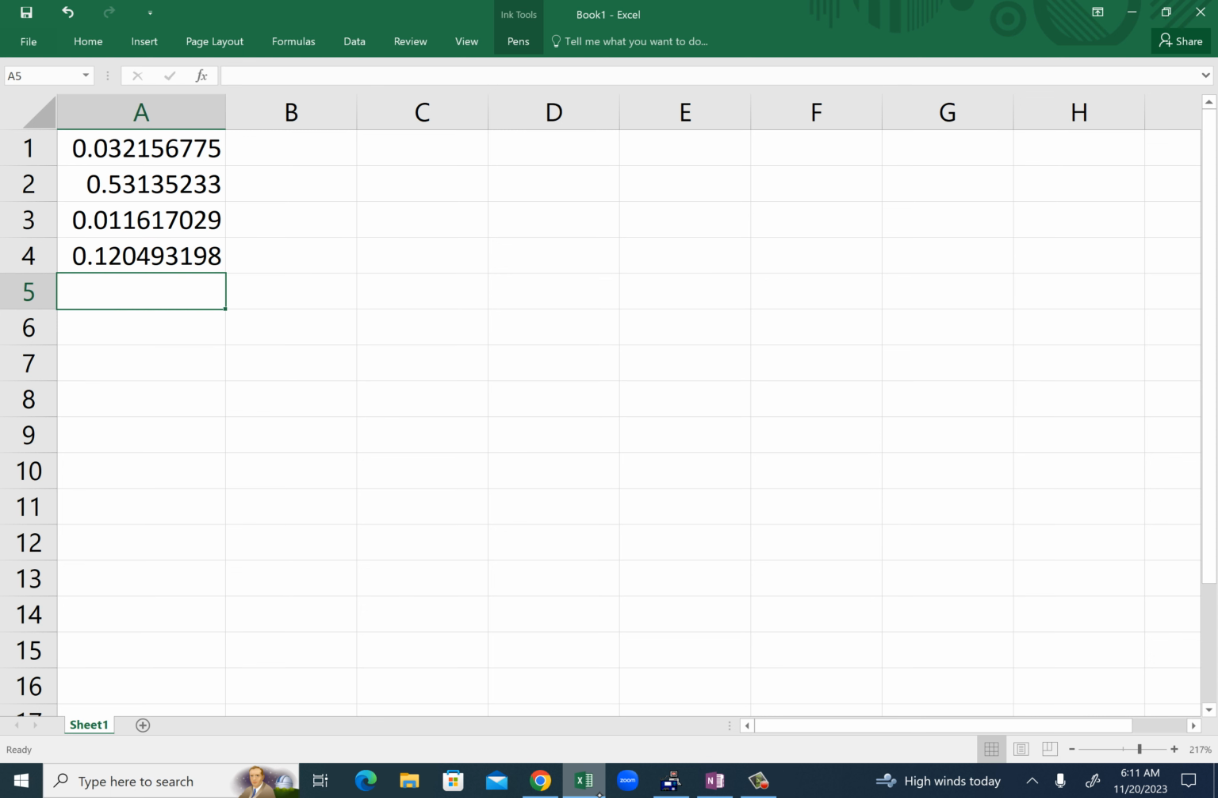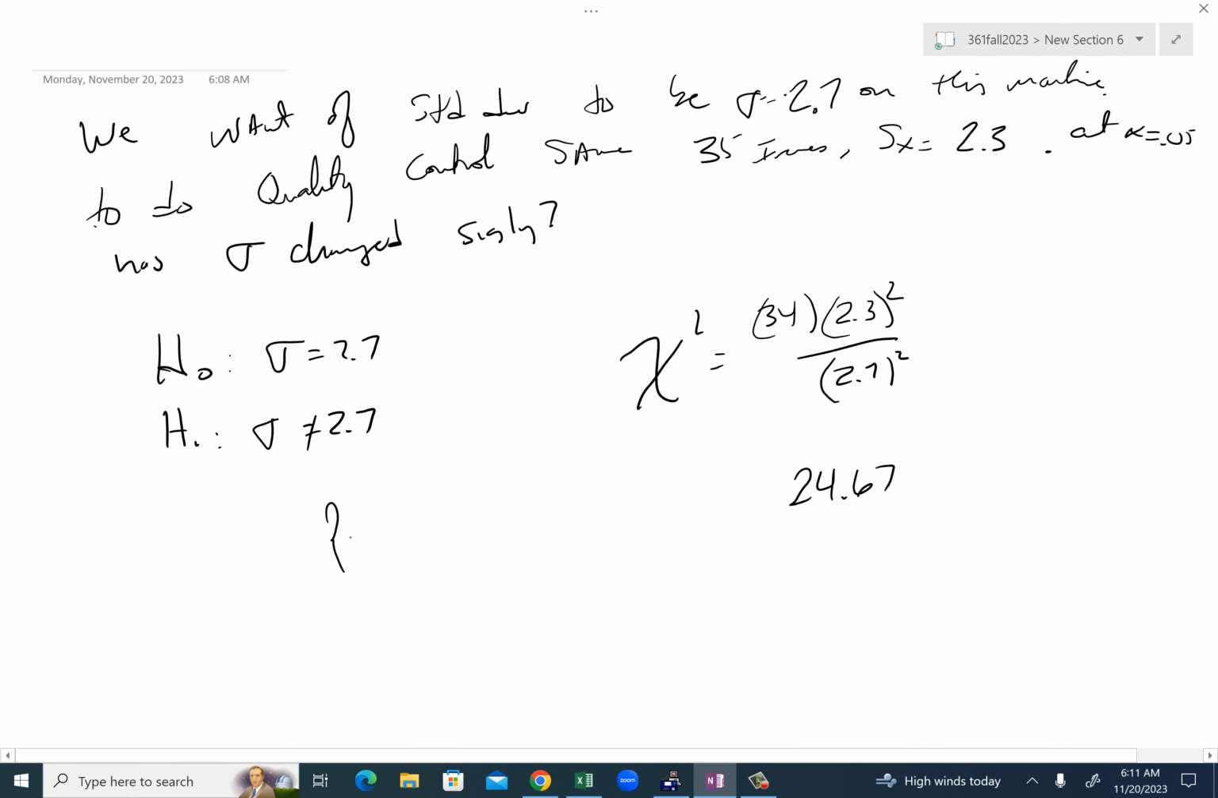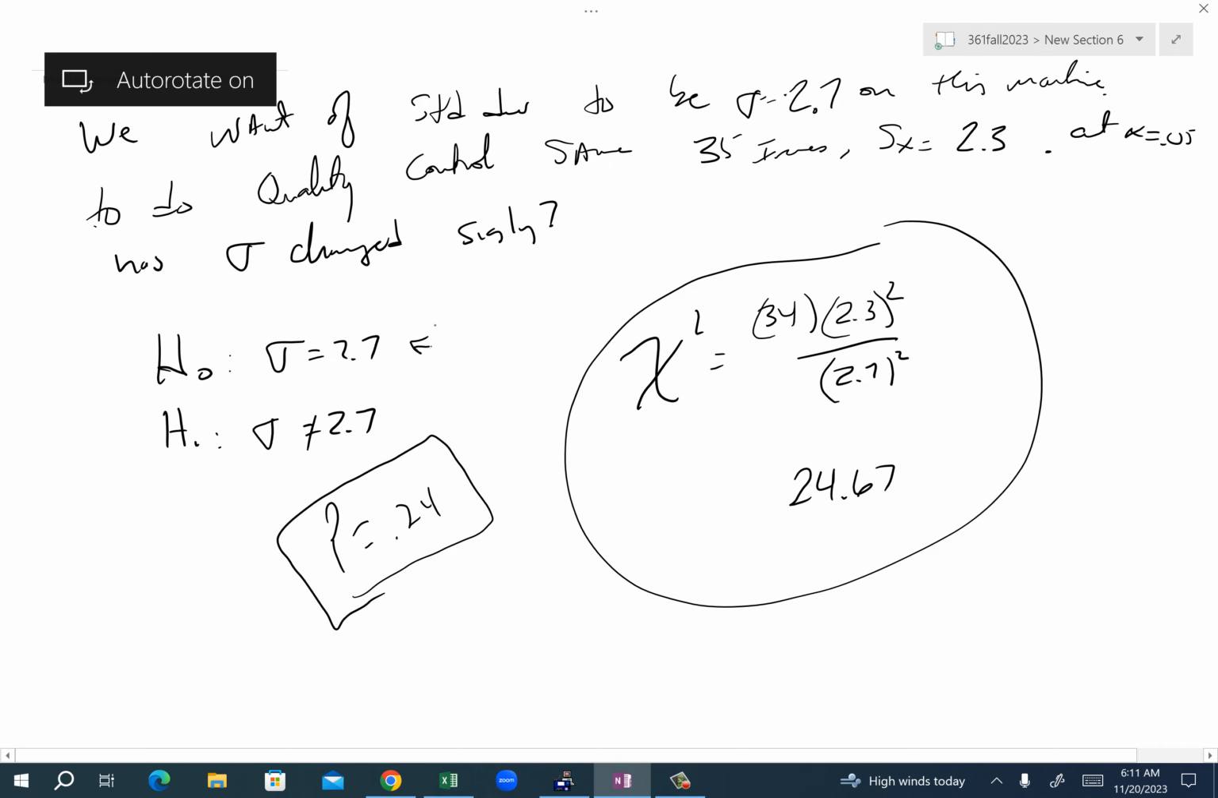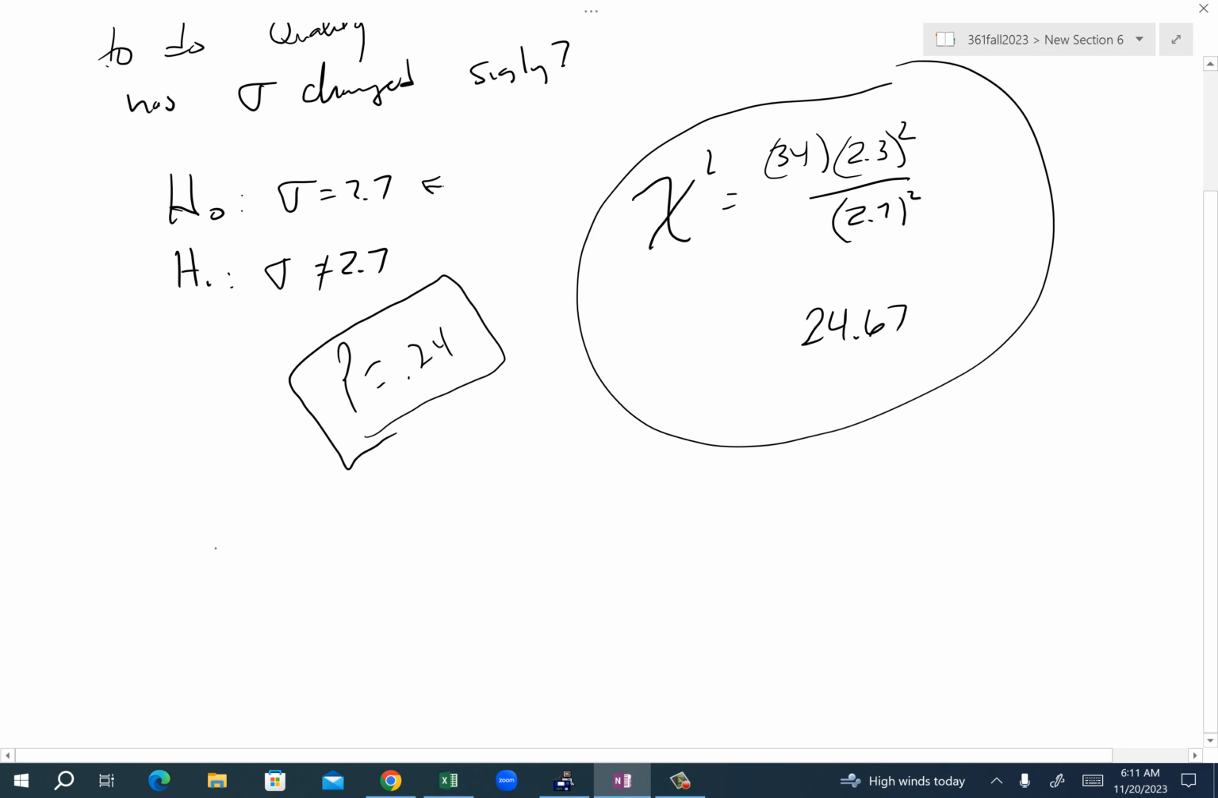That's 12%. Not so fast. This is a two-tailed test. There's a 24% chance that I just saw this happen, given that this is true. Well, that happens all the time. It's like throwing two heads in a row on a coin. That happens literally all the time. So what are you going to do? I'm going to stick with H naught.